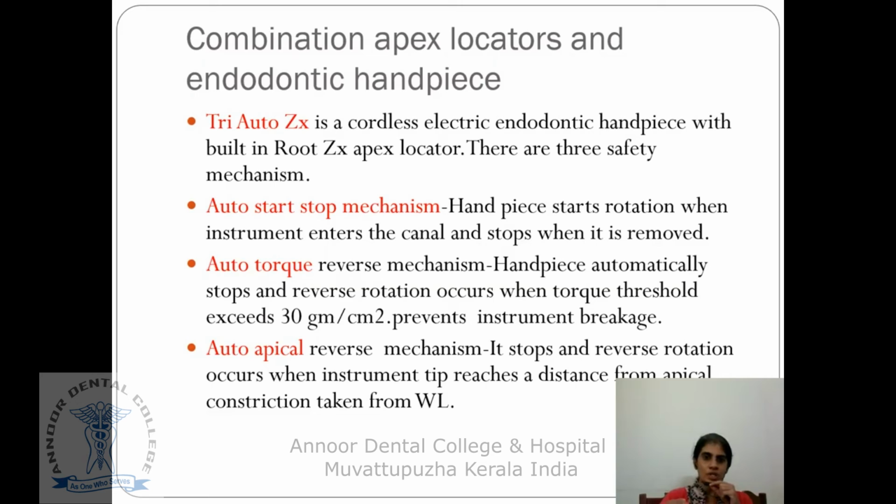The advantage of this auto torque reverse mechanism is that it will prevent instrument breakage. When it exceeds this value, and if the handpiece continues to rotate, the instrument is going to fracture. Next is the auto apical reverse mechanism. It stops and reverses the rotation when the instrument tip reaches the apical constriction taken from the working length.